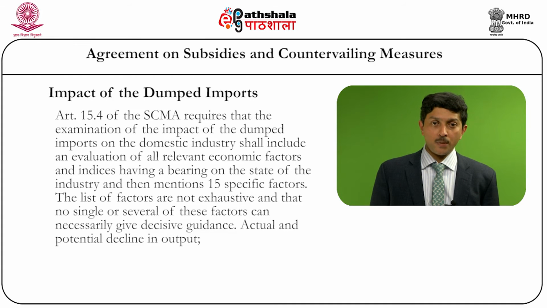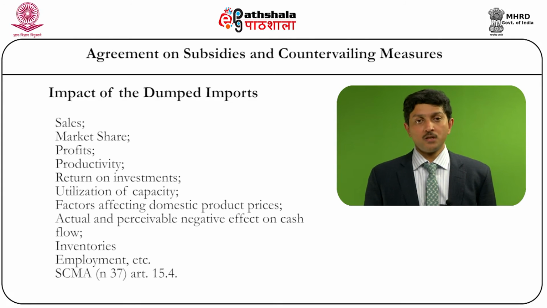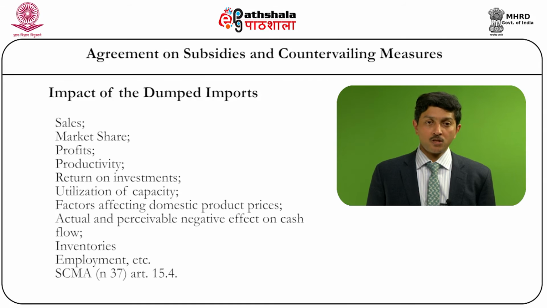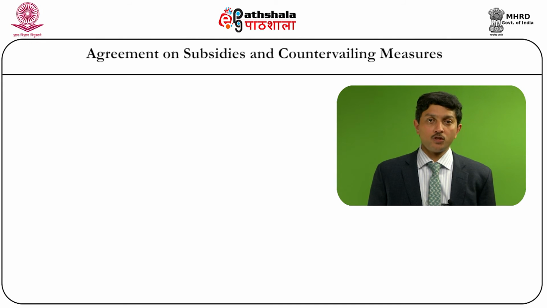To reiterate these elements, it includes an analysis of sales, market share, profit, productivity, return on investment, capacity utilization, factors affecting domestic prices, actual and potential negative effects on cash flow, inventories, employment, and such other factors. So, having determined subsidy and the material injury to the domestic industry, like in the case of anti-dumping, an investigating authority will have to find whether there is a causal link between the two.